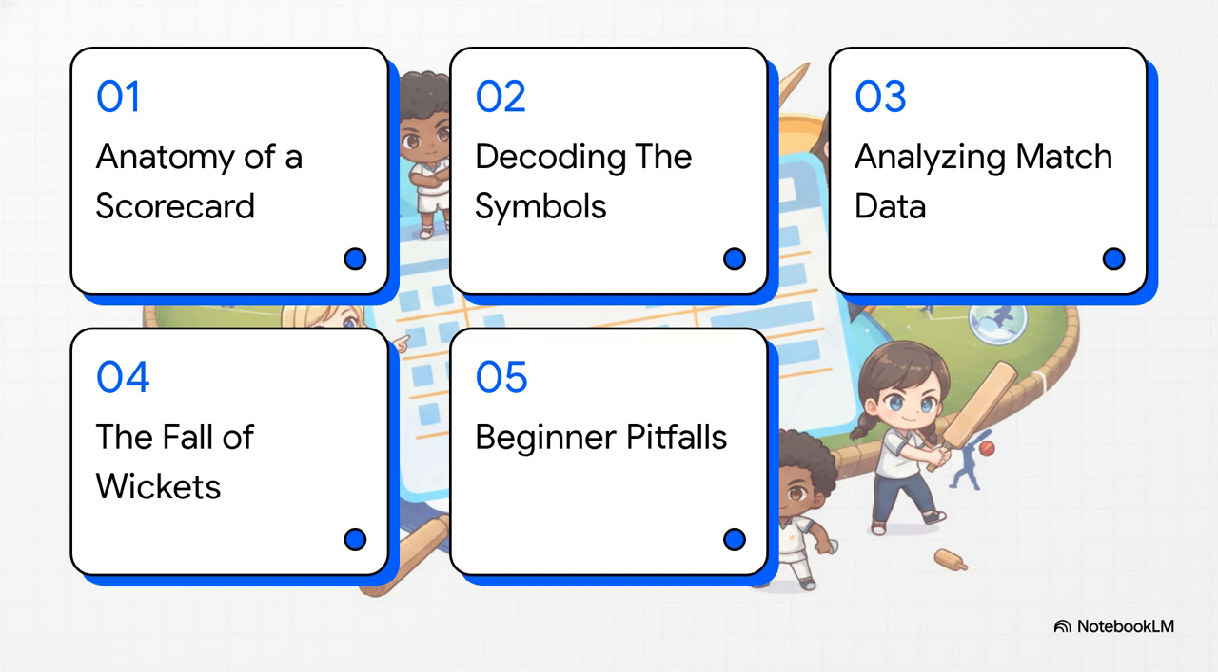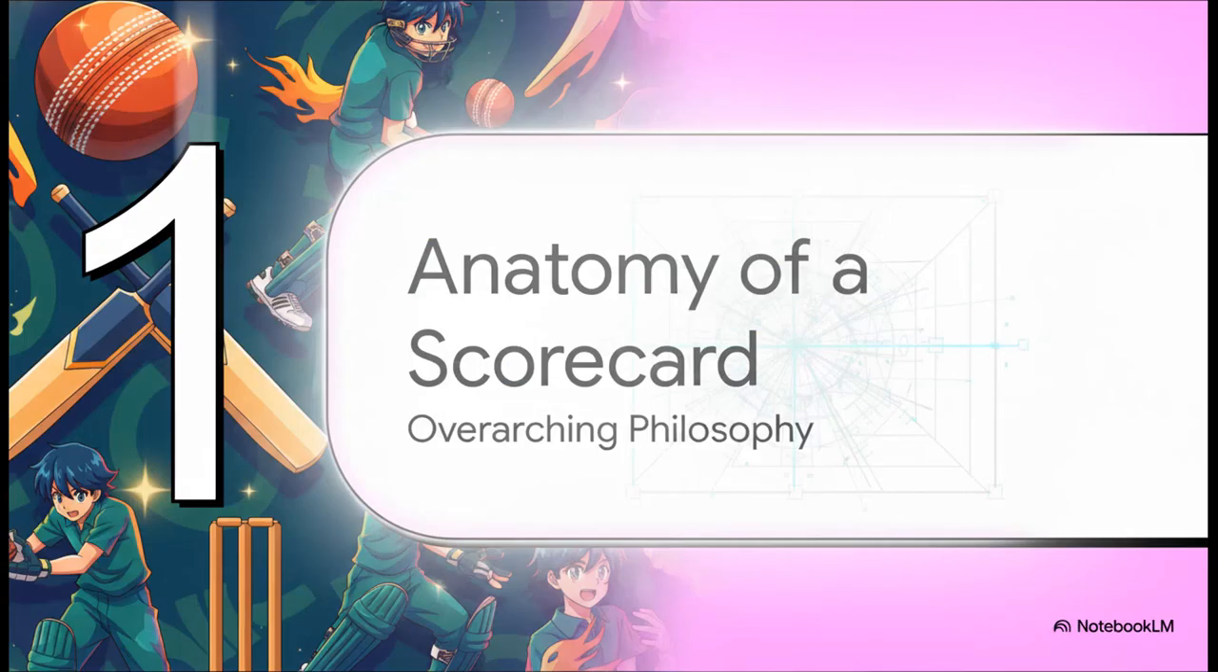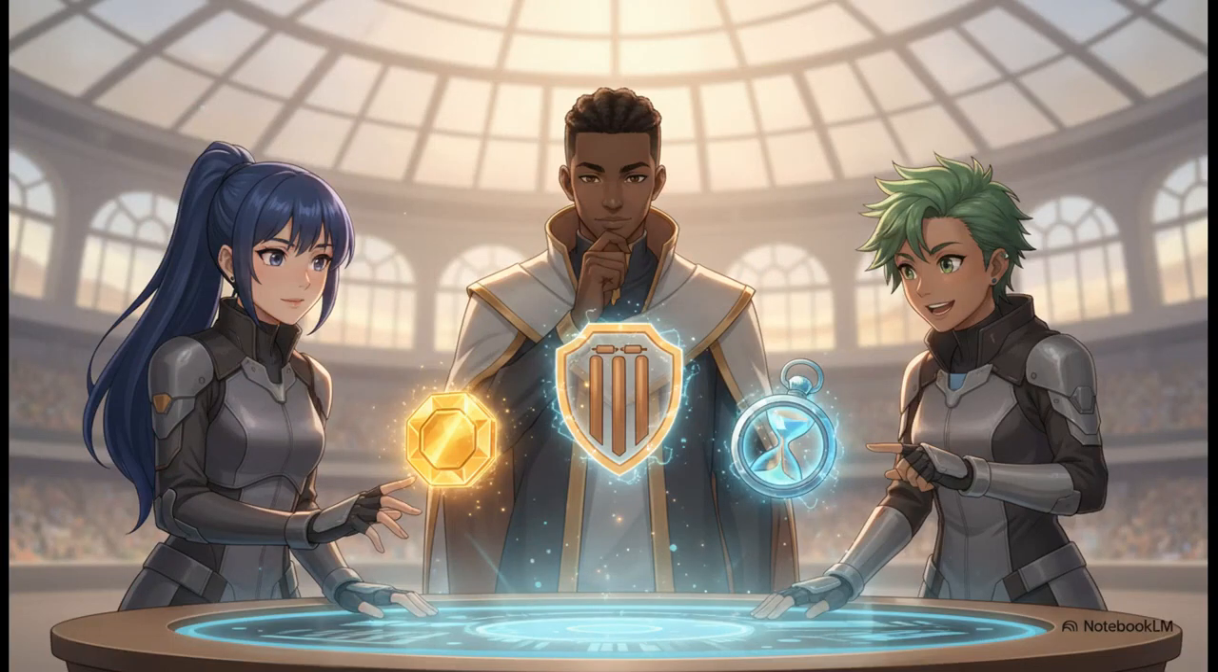Okay, here is our roadmap for today. We're going to cover the anatomy of a scorecard, decode all those weird symbols, analyze the match data, track the fall of wickets, and finally help you avoid some common beginner pitfalls. Let's jump right in. Starting off with part 1, the anatomy of a scorecard, and the overarching philosophy of how it all works. Before we get into the nitty-gritty of individual player stats, we have to understand the macro concepts holding the entire game together.